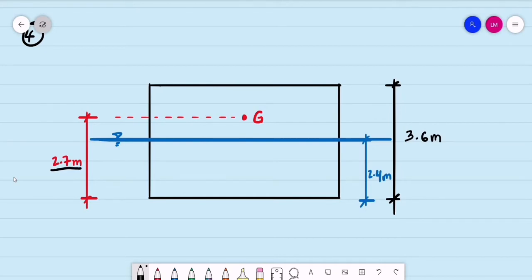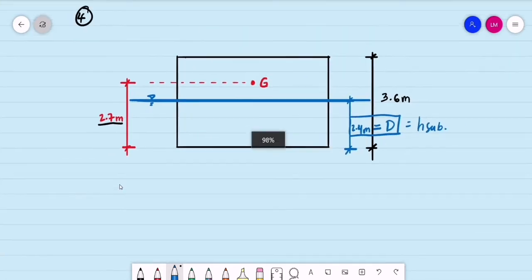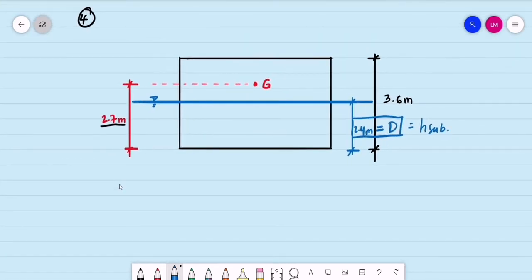Ginamit niya yung term na draft. So sa mga formula, ang ginagamit dito is yung D. Dito yung D, the draft, 2.4 meters. Pero the same lang yan, pwede nating sabihin na ito yung height submerged. And one thing more, sinabi niya na hindi ito fresh water. Since seawater ito, gagamit tayo ng specific gravity ng liquid na 1.03. Yun yung specific gravity ng seawater.